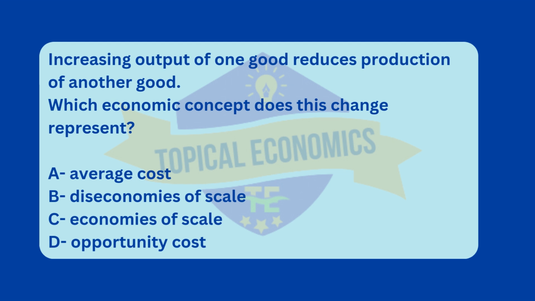Diseconomies of scale are about the cost structure of a firm, not about shifting production between different goods. Lastly, option C, economies of scale, is incorrect because economies of scale refer to the cost advantages that firms experience as they increase their scale of production, leading to a decrease in per unit cost. While economies of scale can result in lower costs when increasing the production of a single good, the question is focused on the trade-off between two goods, which is better explained by opportunity cost.